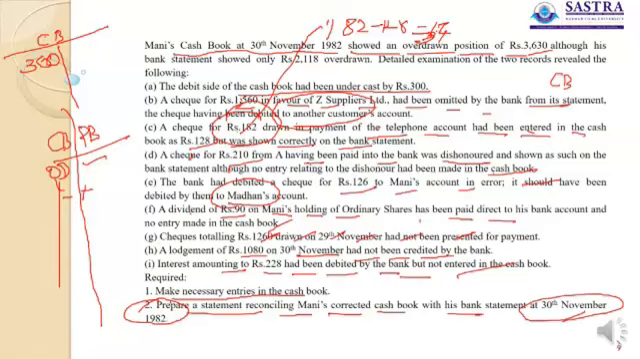Cash book excessively entered minus, passbook rightly entered plus. And a check for rupees 210 from A, having been paid into the bank, was dishonored and shown as such on the bank statement, although no entry relating to the dishonor had been made in the cash book.